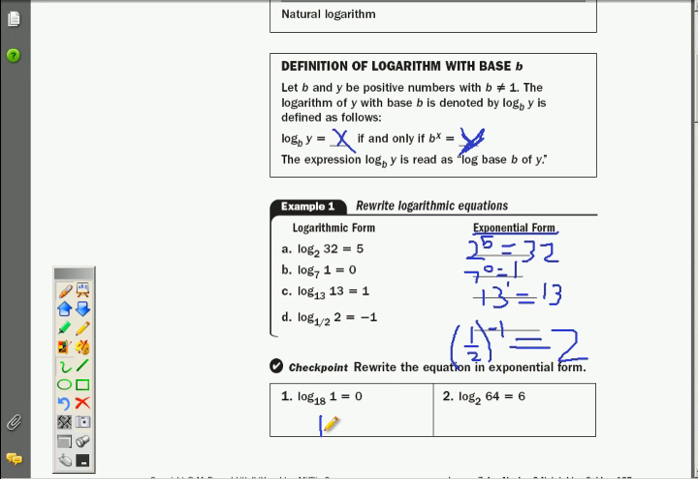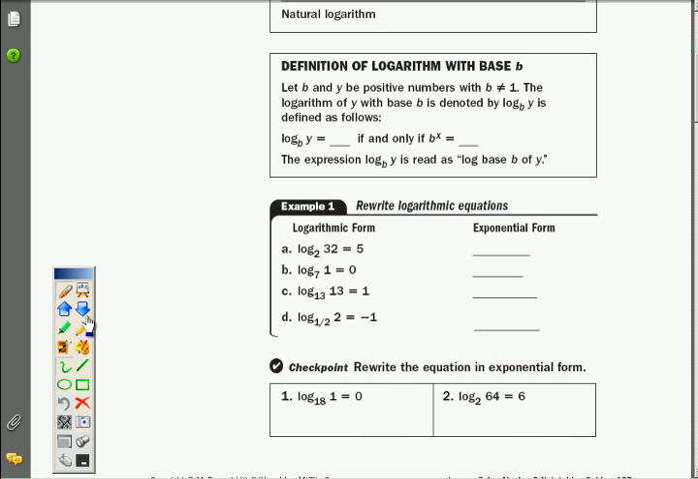So if asked to rewrite them like you will on your homework, you're going to say 18 to the 0 equals 1. So the little number to the answer equals whatever this was here. 2 to the 6 equals 64. And we'll show you how to do those in your calculator in a little bit. Let's mosey on down the page here.